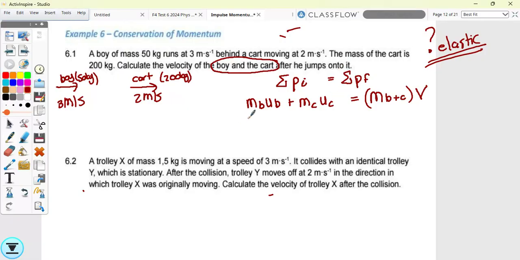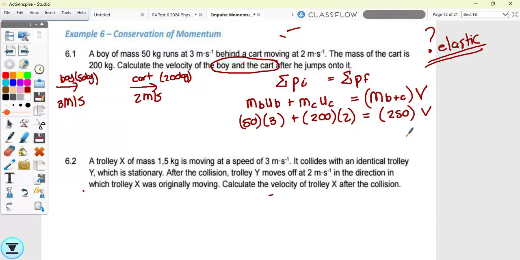Now we can put our values in. So we know the boy is 50, moving at 3, plus 200, moving at 2. And then for this one we're just going to add the masses, so that's going to be 250, and we can work out V. I actually do have a calculator today. You can work it out, and then you can check if we get the same answer.